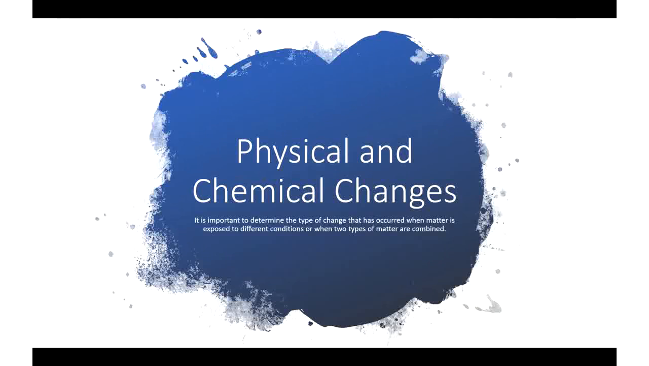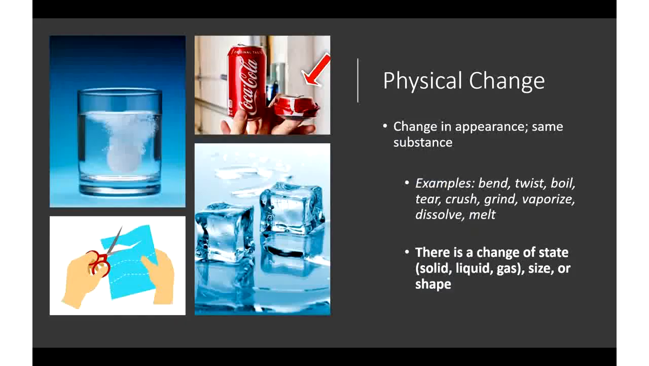Now, matter goes through change all the time. Solid turns into liquid, liquid evaporates into gas. Those are physical changes. Sometimes we see a chemical change, like when we cook. That's always a chemical change. And so it's important to identify what kind of change matter is going through. Physical change is a change in appearance, but it's the same substance.